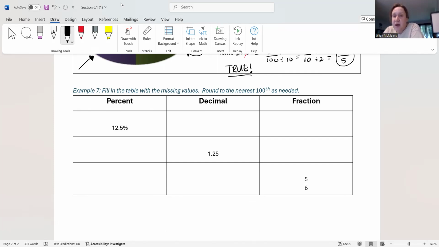And then finally, we have 5/6 as a fraction. We need to convert it to percent and decimal form. So we're just going to fill in the table with the correct format of each number in each row. Okay? So for the first row, we have 12.5%.